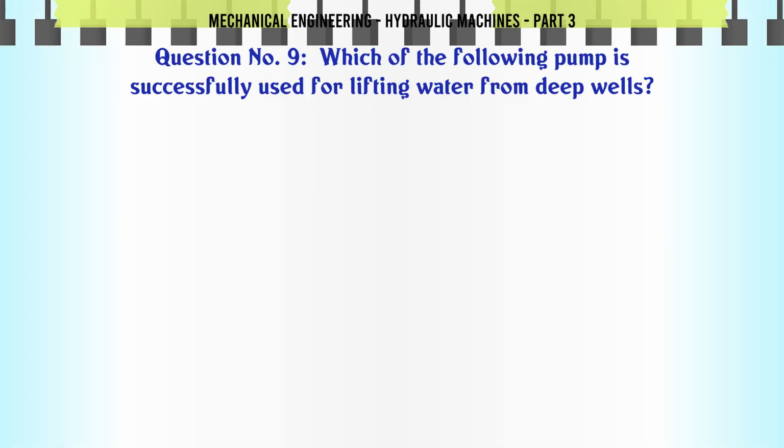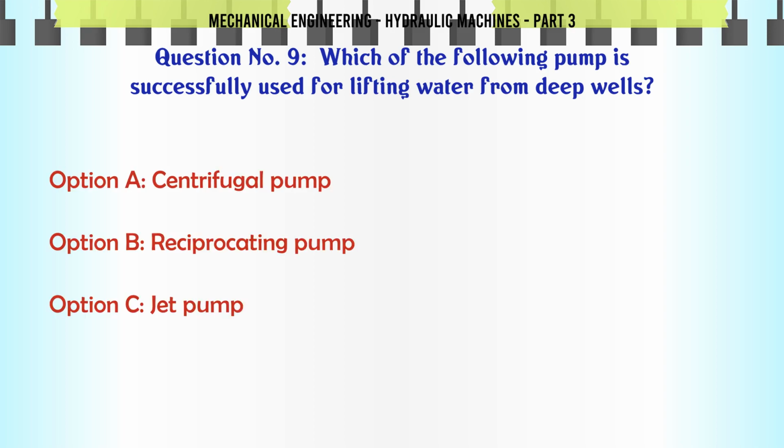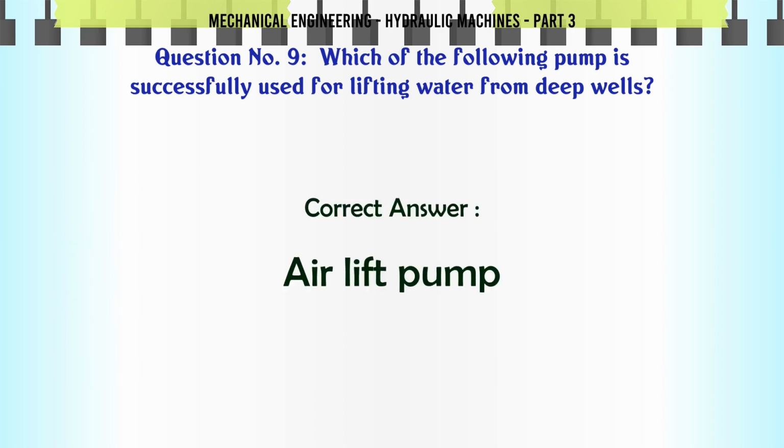Which of the following pump is successfully used for lifting water from deep wells? A. Centrifugal pump. B. Reciprocating pump. C. Jet pump. D. Airlift pump. The correct answer is airlift pump.